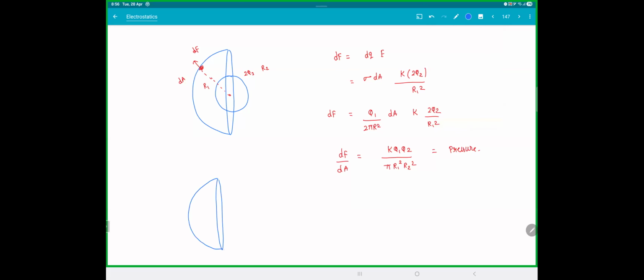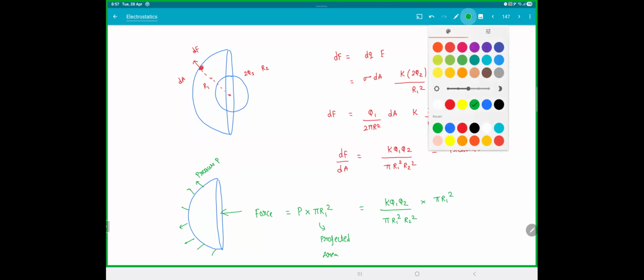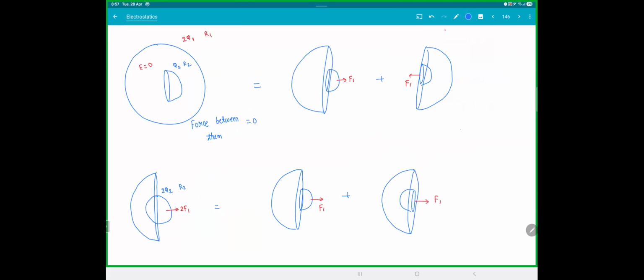So now on this shell, if I know the pressure is P, which is uniform, then I can simply say the force will be how much? Pressure into projected area, P into pi r square. I can use my projected area. This is nothing but the pressure, which is K Q1 Q2 by pi R1 square R2 square into pi R1 square. But you're saying this is nothing but 2 times F1. That's what we wanted to prove.